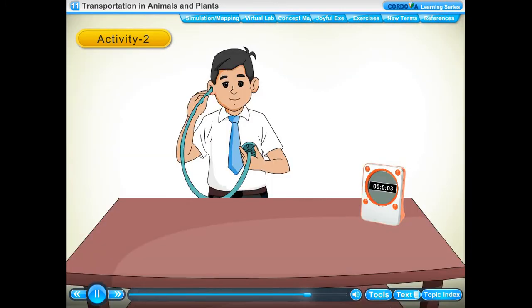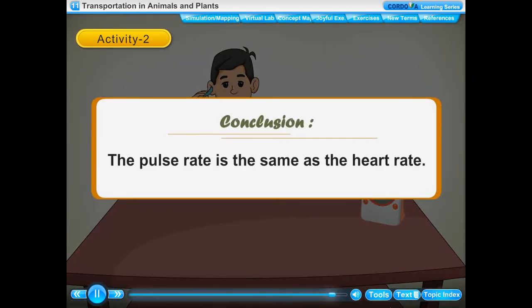With the help of a watch, we count the number of heartbeats occurring in 1 minute. This gives us our heart rate. Conclusion: The pulse rate is the same as the heart rate.